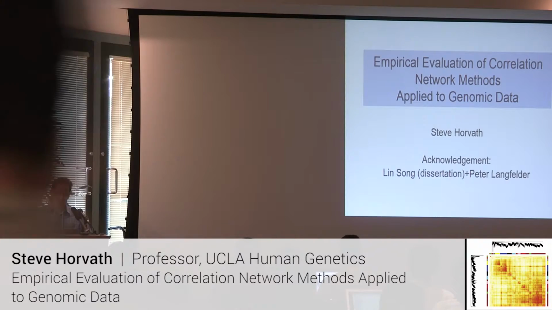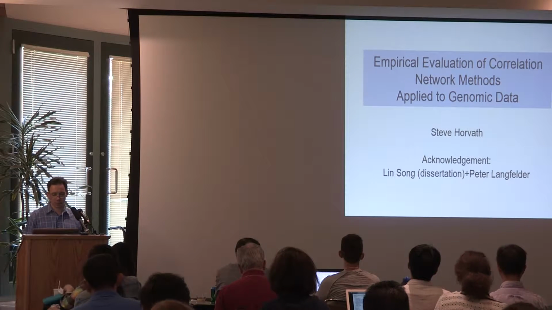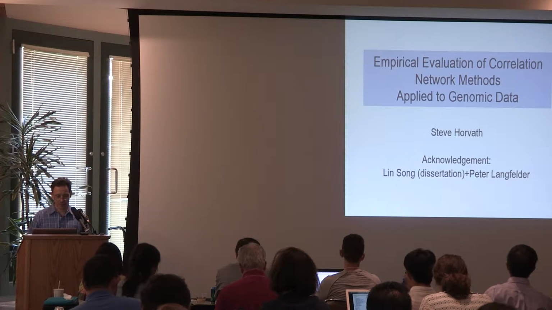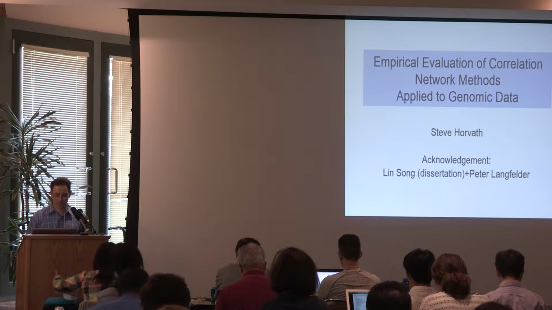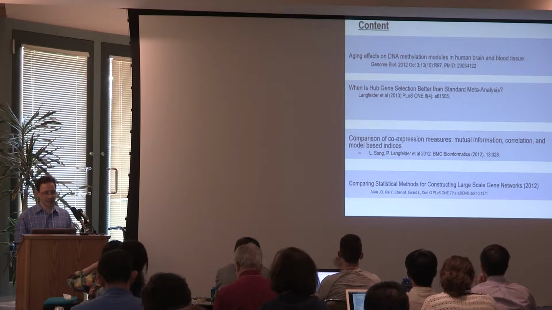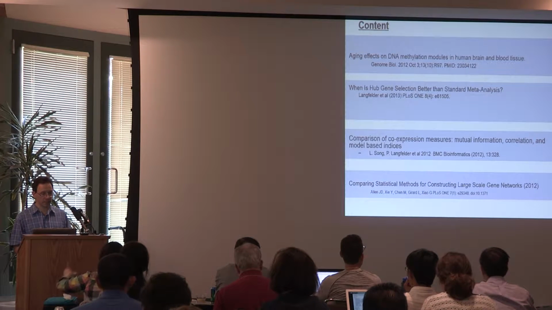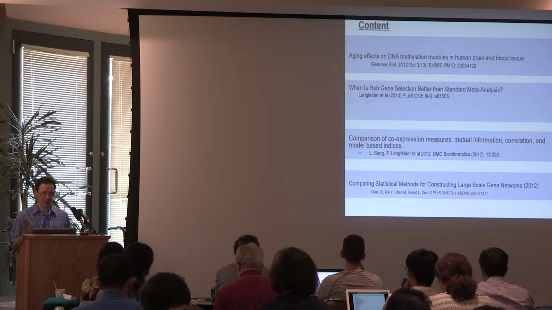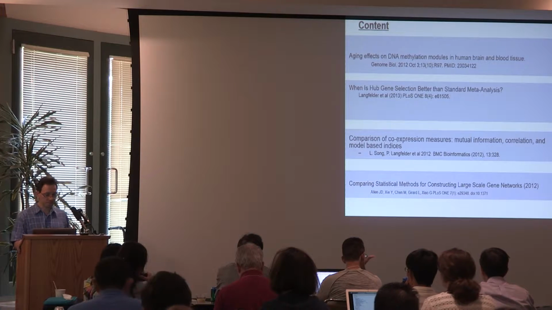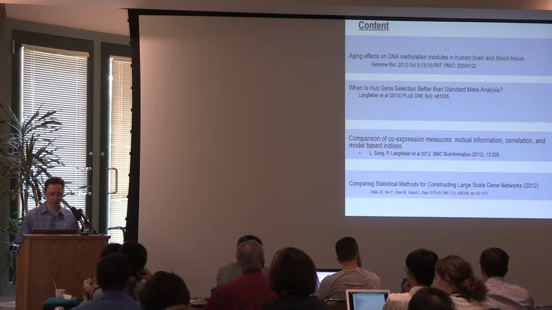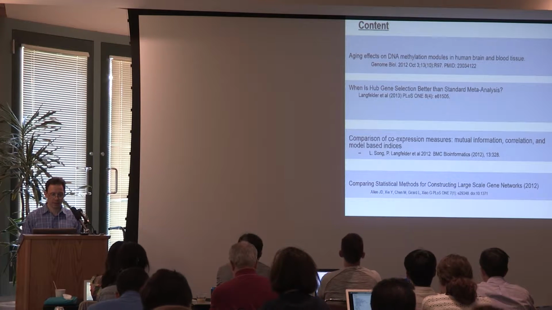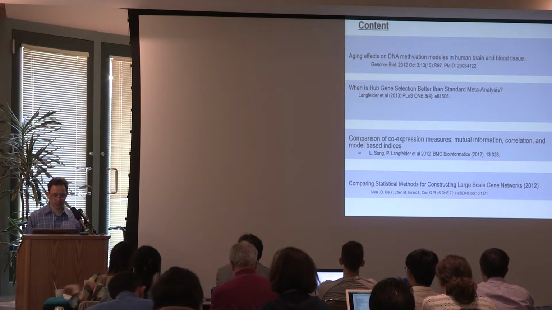So I want to give you a little bit of an empirical evaluation of these correlation networks applied to genomic data. And I acknowledge right away that much of this work was based on Lin Song's dissertation work and, of course, Peter Langfelder's work. So remember, yesterday I described this study of aging effects in methylation modules. And I just very briefly want to go through it again, but this time I will talk about R commands. And then I will talk about when is hub gene selection better than standard biostatistical analyses. And then we'll talk probably about mutual information and so on.